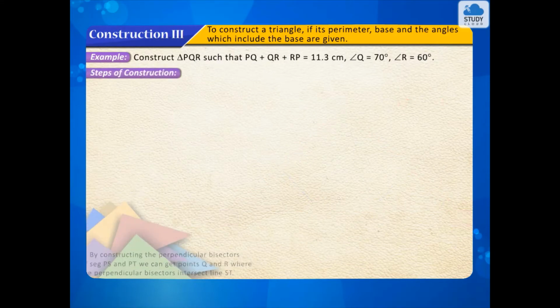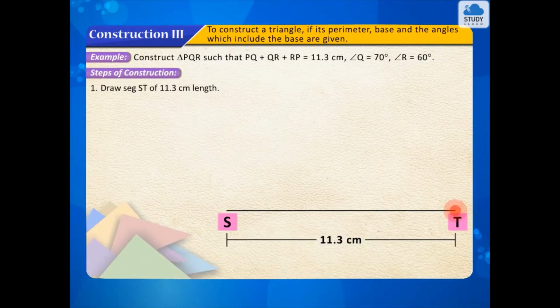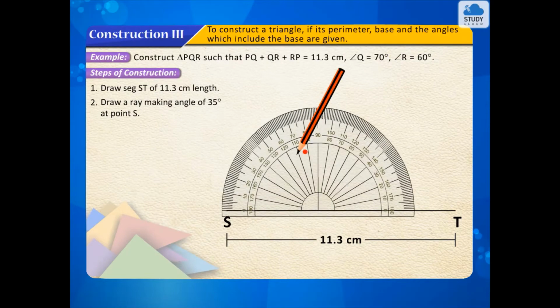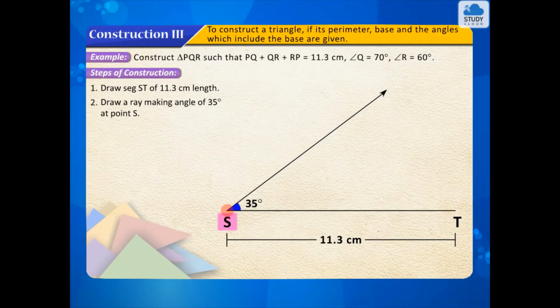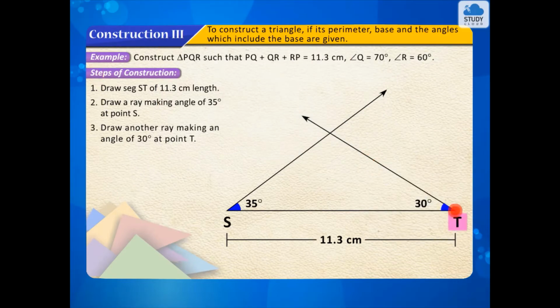Steps of construction. 1. Draw segment ST of 11.3 cm length. 2. Draw a ray making an angle of 35 degrees at point S. 3. Draw another ray making an angle of 30 degrees at point T. 4. Name the point of intersection of the two rays as P.